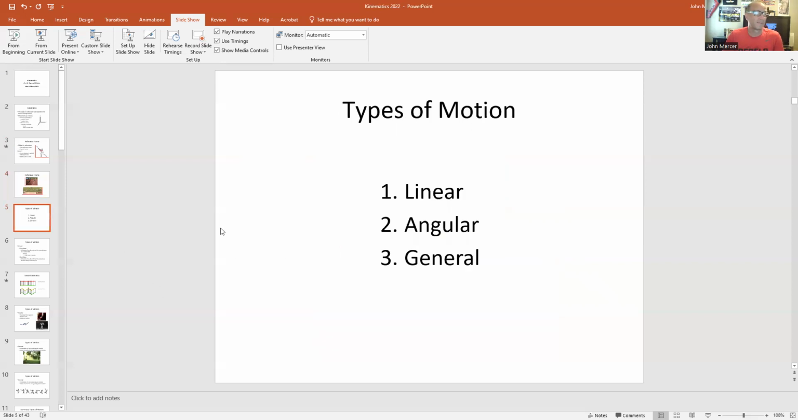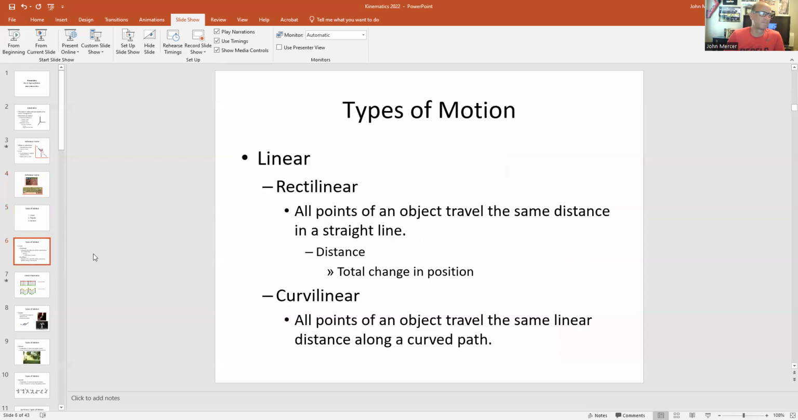All right, now the other part of this presentation, I want to describe types of motion. We talk about three types of motion: linear, angular, and general. So three types of motion. Let's go through each one of these.